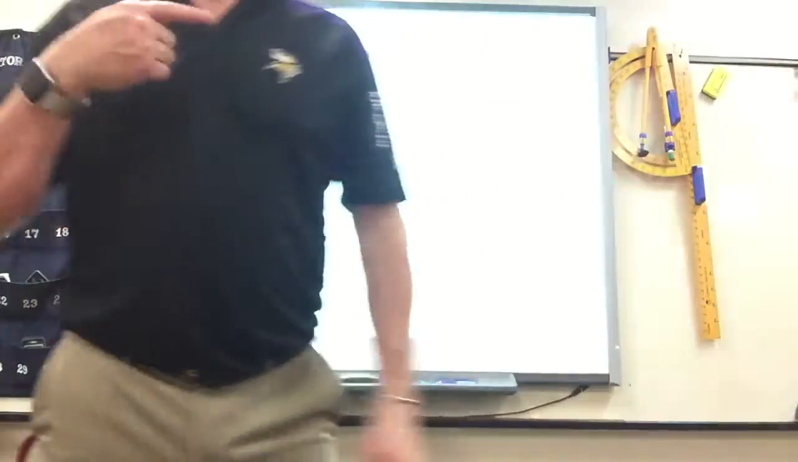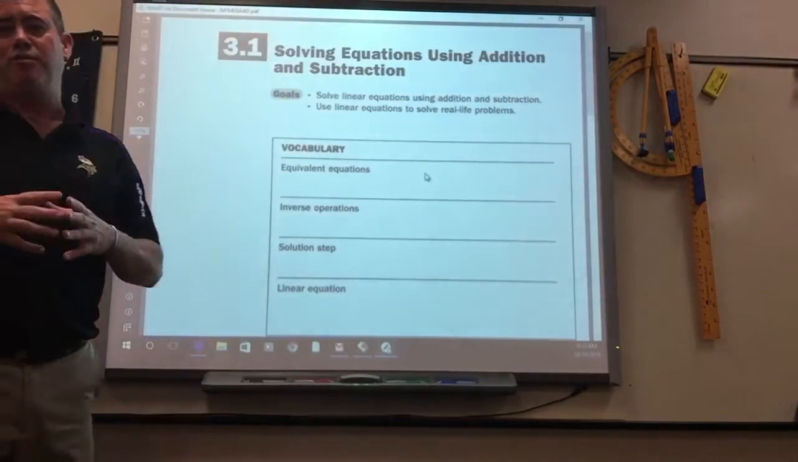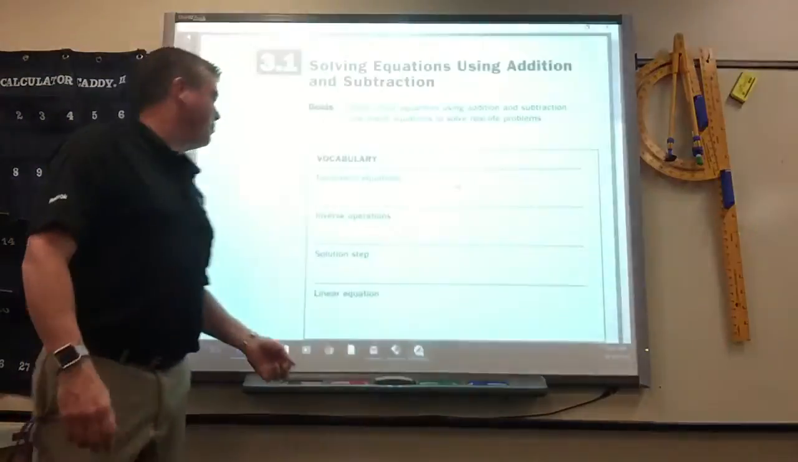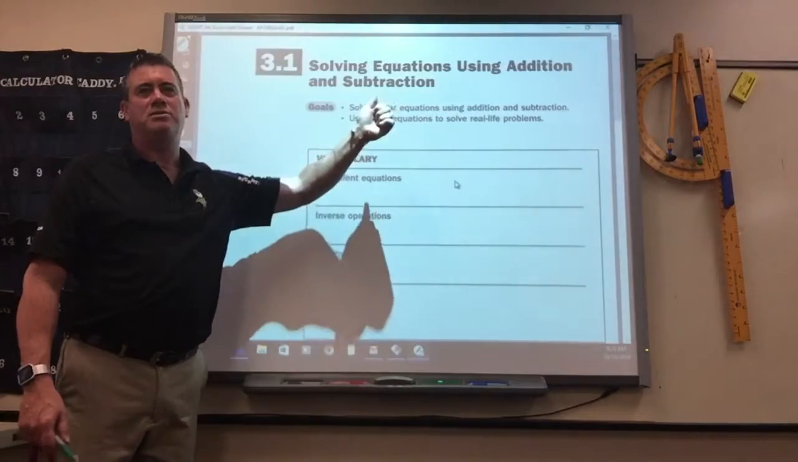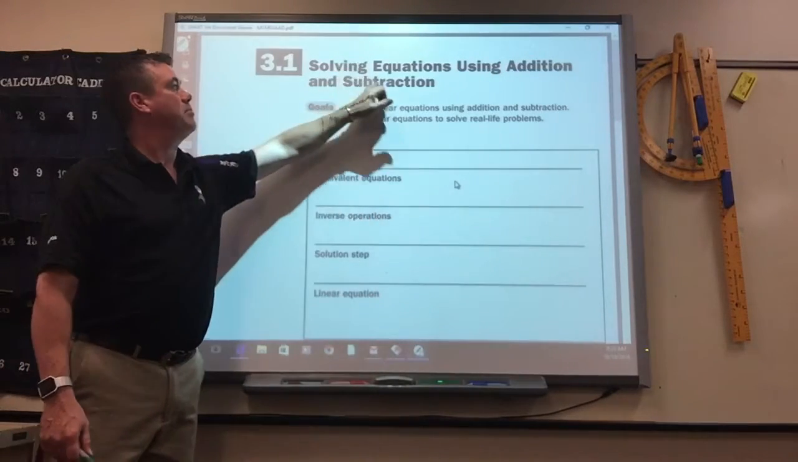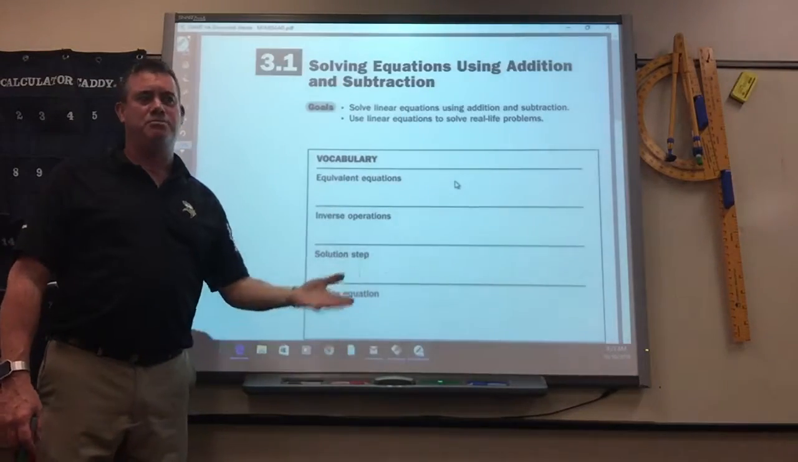Solving equations. Again, this is all just the beginning as review for you. There's really nothing new for solving equations that you didn't do last year in 8th grade. It's starting off with the easy ones. It's just going to be one step using addition, subtraction. Tomorrow it'll be 2-step, and then it's multi-step.